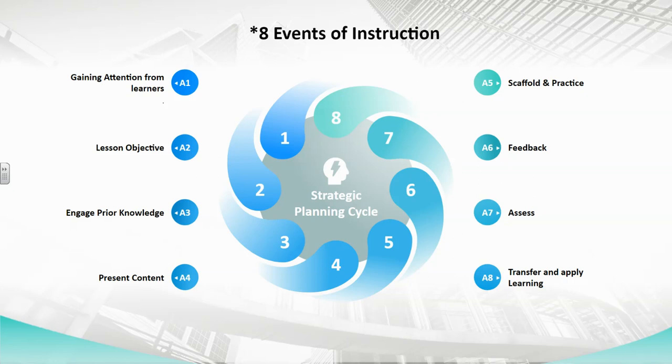Then you want to present the content, which is actionable item 4. So as you're presenting the information, you have to think about the mediums that you will use. Now, in this age that we have, digital learning is the way to go. So you have to consider your learning platforms and what other digital tools will you use to present the information to your learners. Then you want to scaffold, A5. You want to model for your learners as much as possible the things that you are trying to teach them.